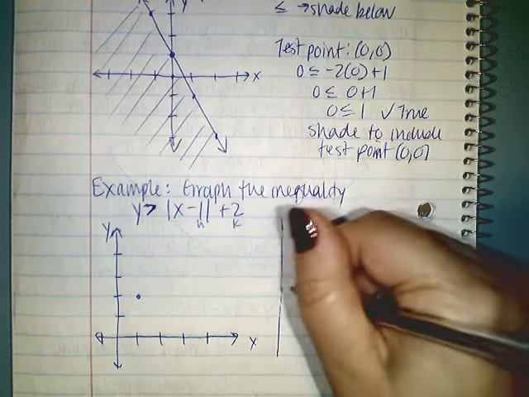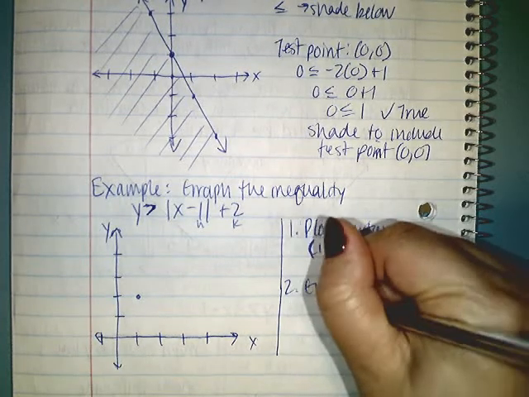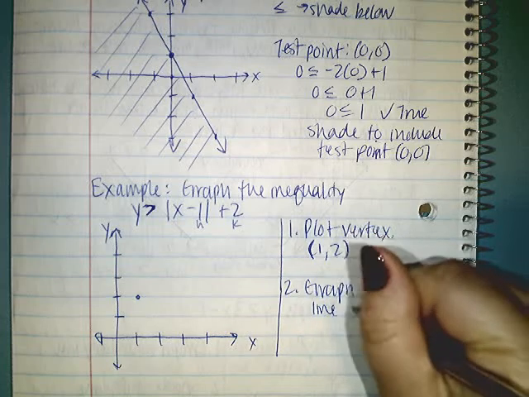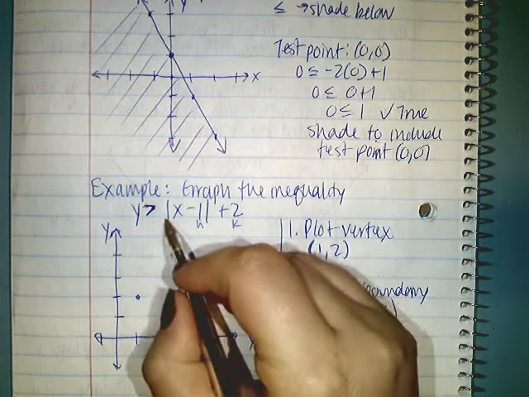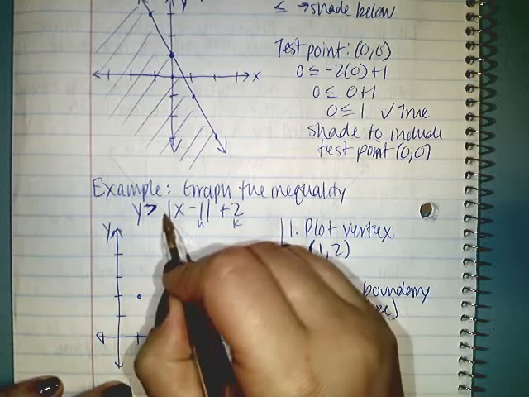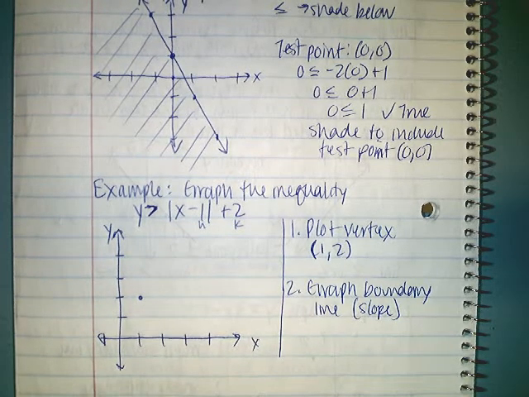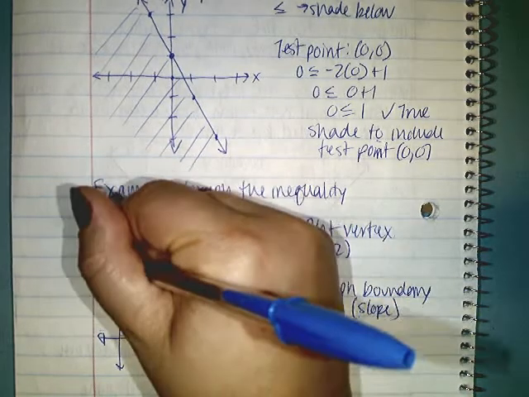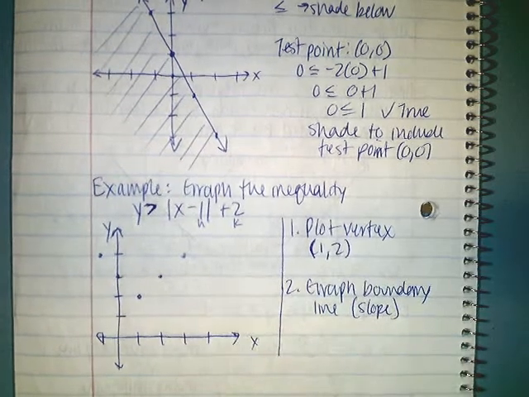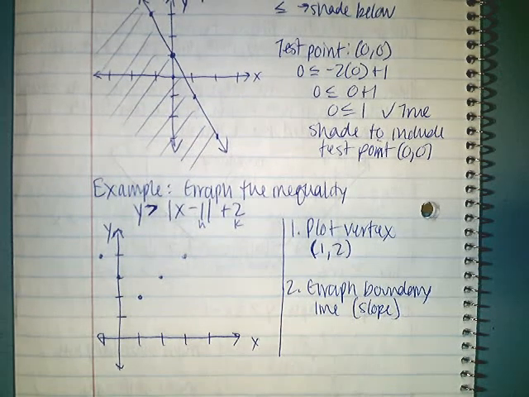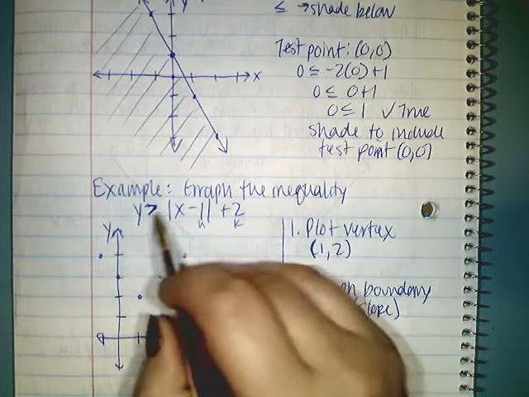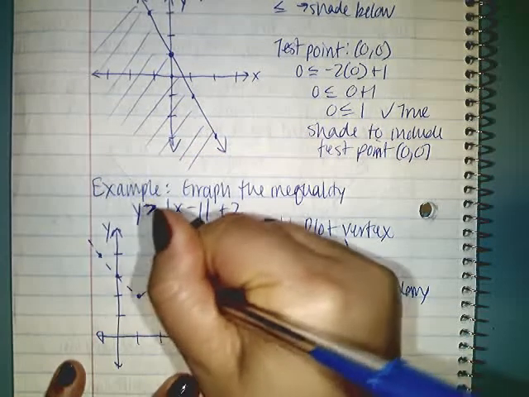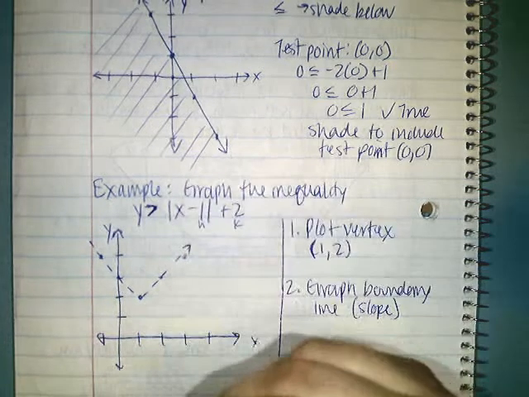Then I'm going to graph the boundary line. So I know the slope here is 1, since there's no a value. So I'm going to go up 1 over 1, up 1 over 1 this way, up 1 over 1 this way. So I have the rough outline of the shape of my absolute value graph, that V shape that we know it should have. Since there's no equals to sign, I know I'm going to have a dashed line. So I'm going to do a dashed line to make the V shape for my absolute value.